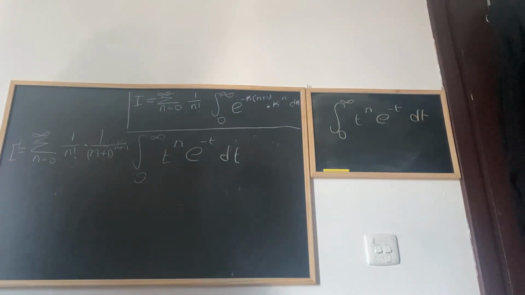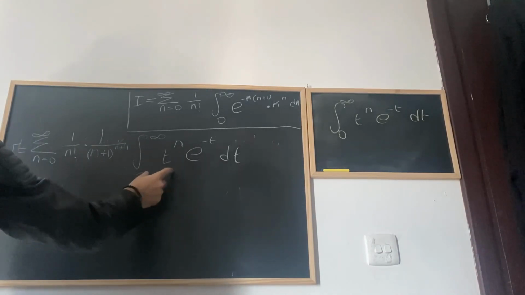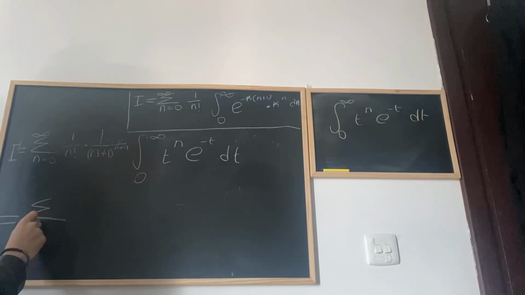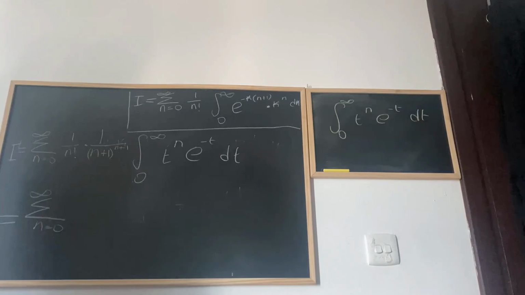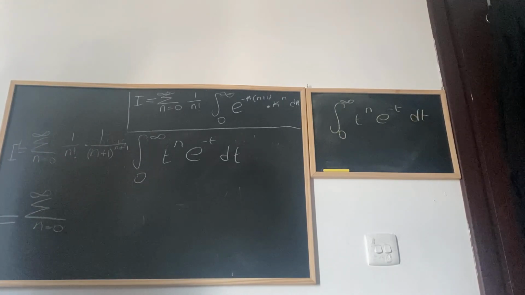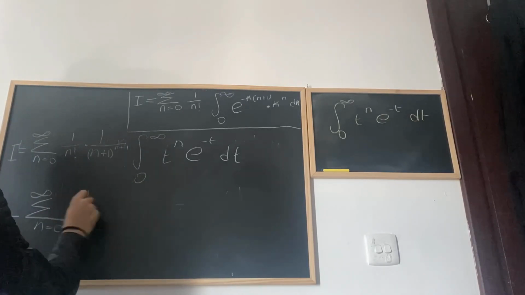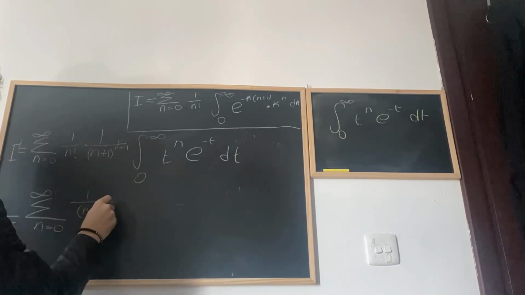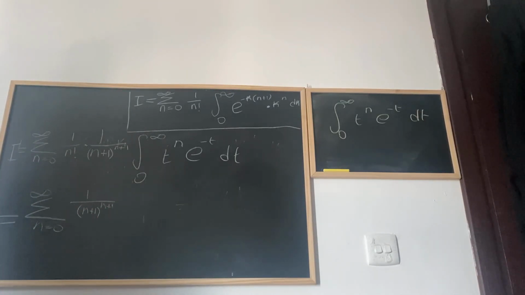And what is this equal to? It is equal to n factorial, right? So this is equal to the sum from n equals 0 to infinity of n factorial divided by n factorial, which is just 1. So we're just left with 1 over n plus 1 to the power of n plus 1. That's our answer. There we go.